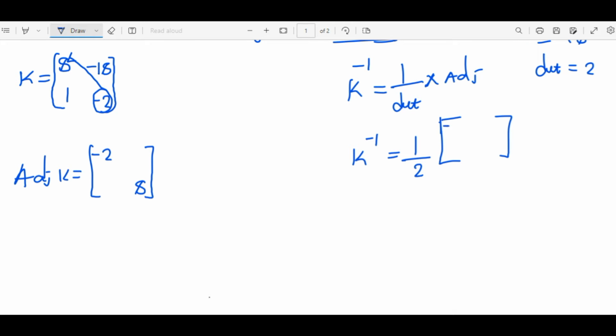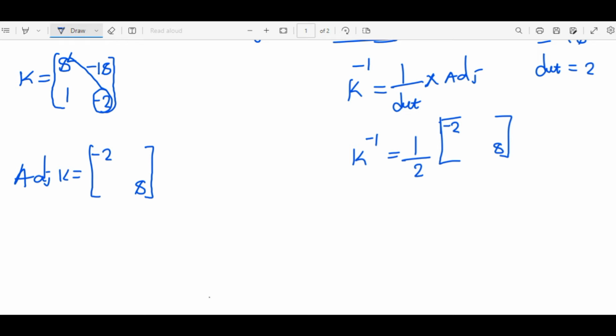So that is what happens to the major diagonal during the adjoint of a matrix. Now, what of the minor diagonal? With the minor diagonal, you don't have to change the position. For this one, you just have to change the signs.